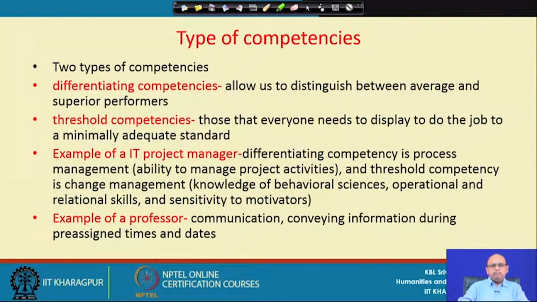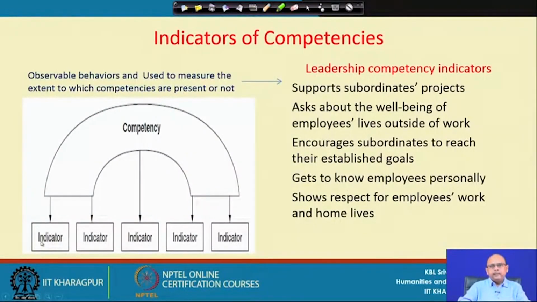For example, in the case of a professor, effective communication, despite his knowledge and skill base, and conveying information within a given time frame: probably one is related to differentiating competency and the other is related to threshold competencies, right. So, there are two different kinds of competencies that we are talking about.